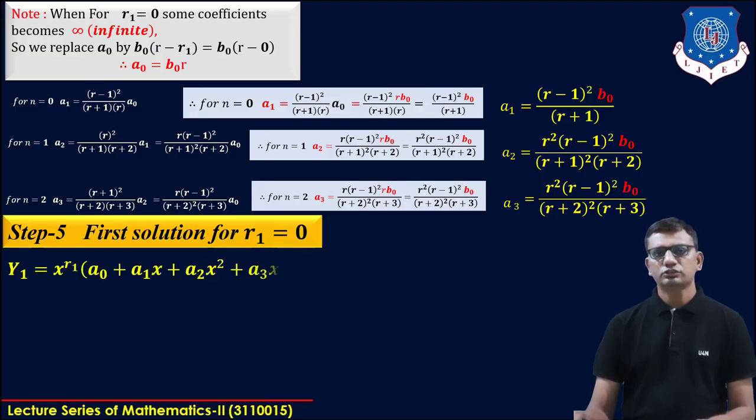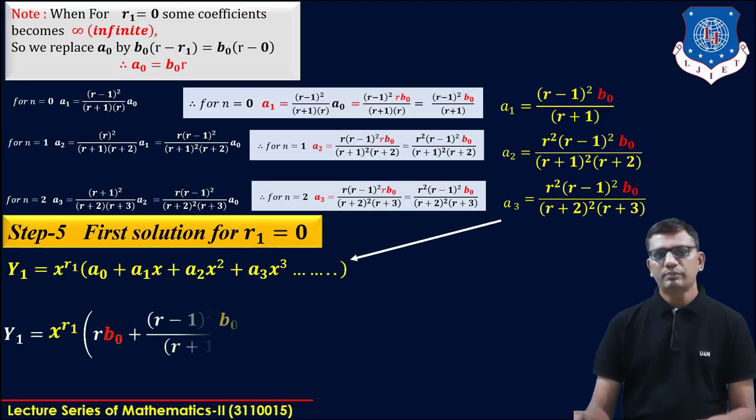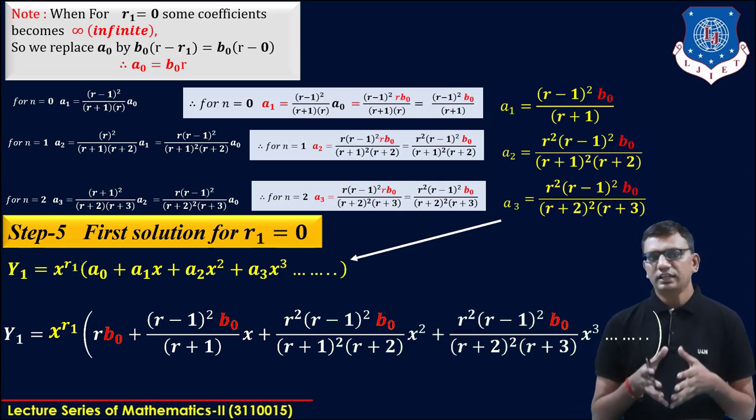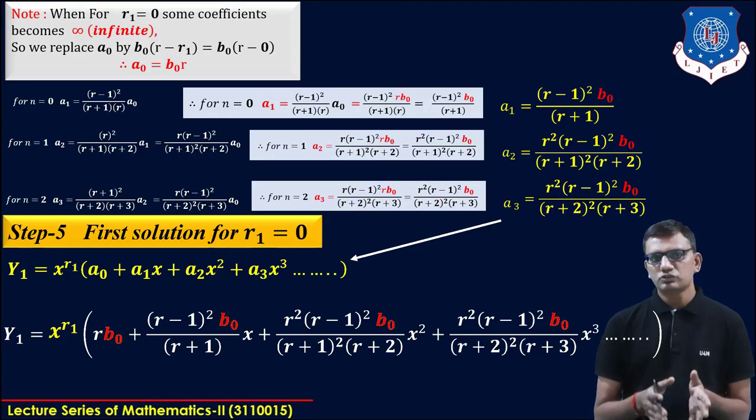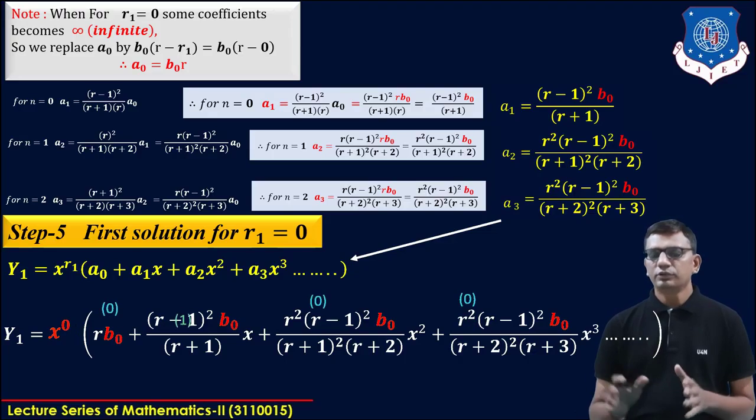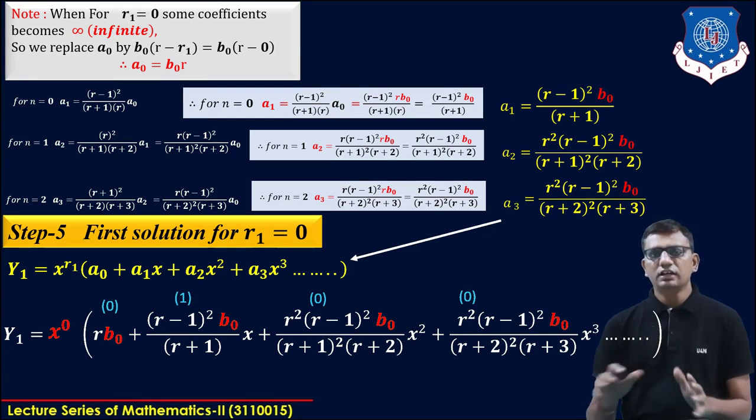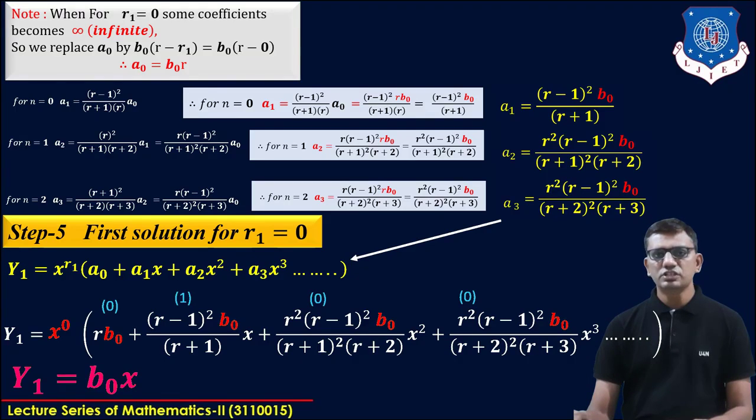Here y1 equal to x raised to r1 into a0 plus a1x plus a2x square plus a3x cube and so on, be a power series solution for initial root r equal to r1 equal to 0. After putting the values of a1, a2, a3 in the power series, and also replacing a0 by b0 r, we get the power series in terms of x and r. After putting r equal to r1 equal to 0 in this series, we get the second term is 1 and the other terms are 0. So finally our solution is y1 equal to b0x for r equal to r1 equal to 0.